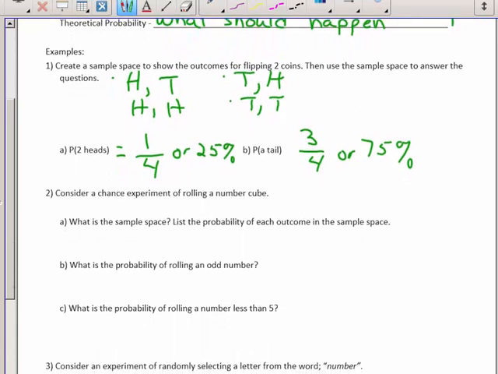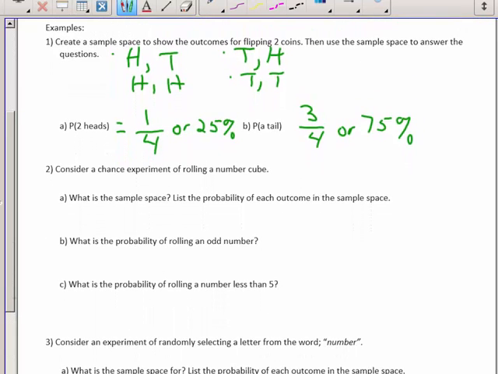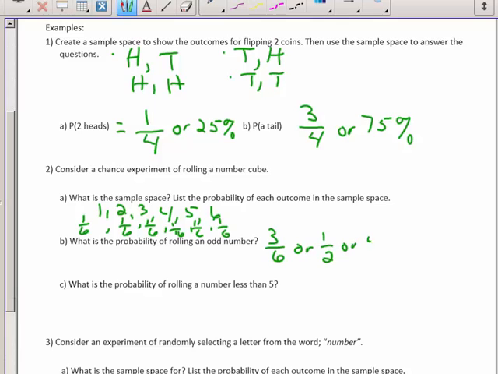Consider the chance experiment of rolling a number cube. What is a sample space? So we're going to assume it's a normal number cube, meaning a die. So we have 1, 2, 3, 4, 5, 6. List the probability of each outcome in the sample space. So for a 1, 1/6. 2, it's 1/6. 3 is 1/6. 4 is 1/6. They're all 1/6. What is the probability of rolling an odd number? Well, I have 3 odd numbers, so 3 out of 6. You could reduce that to 1/2. You could write that as 50%.